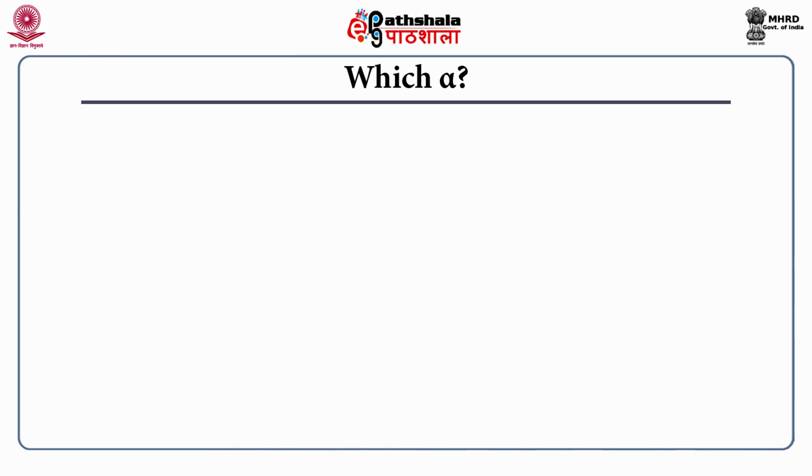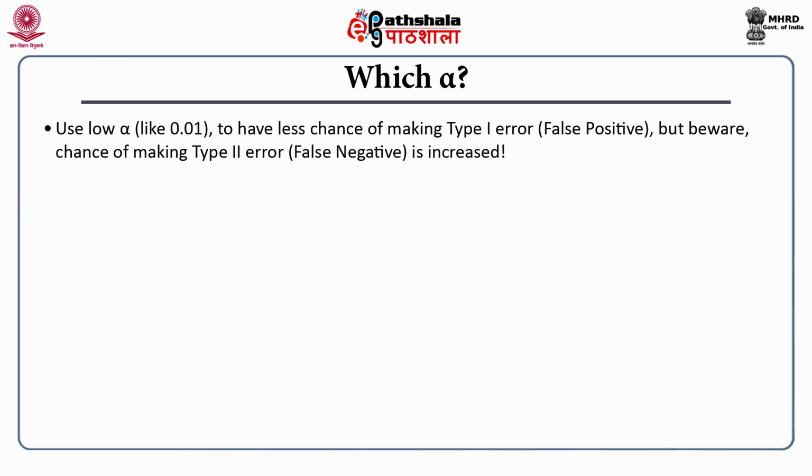So which alpha should be used? Alpha is the level of significance. You can use a low alpha like 0.01 to have less chance of making a type 1 error, or false positive. But beware, the chance of making a type 2 error, that is a false negative, is increased.